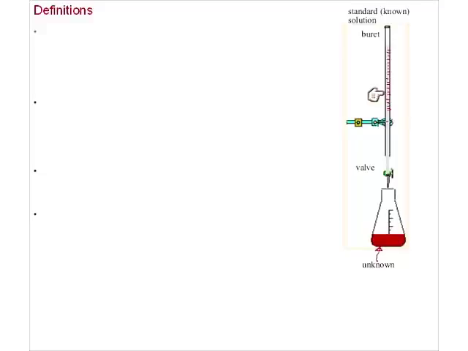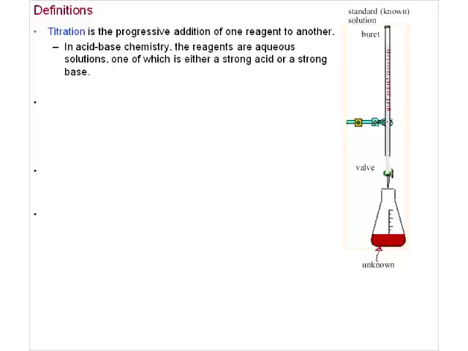So a few definitions that go along with this acid-base titration. The definition of titration itself is the slow progressive addition of one reagent or reactant to another. In acid-base chemistry, one solution is going to be a strong acid, and the other solution could be a strong base or a weak base. So one of these is generally going to be a strong acid or a strong base.